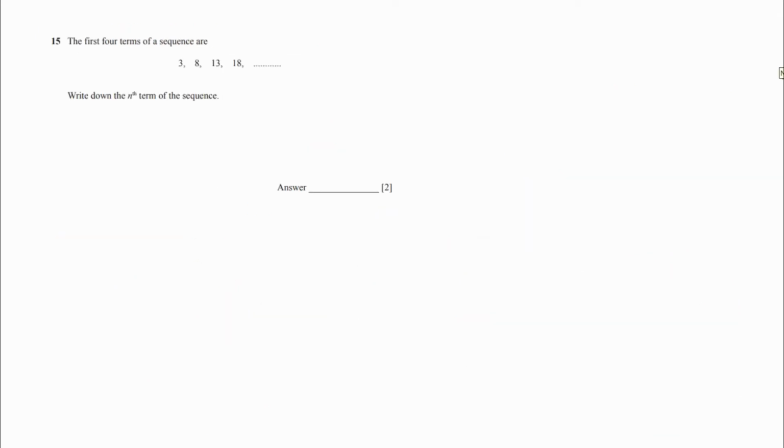The first 4 terms of a sequence are 3, 8, 13, and 18. Write down the nth term of the sequence. So, as we can see in here, 3 added 5 is 8, added 5 is 13, added 5 is 18. So the sequence is basically adding 5. Because it's adding 5, we would start with 5n, because every time that n changes, it would add 5 by putting 5n. Now we need to do plus or minus something that would make an adjustment to the sequence.